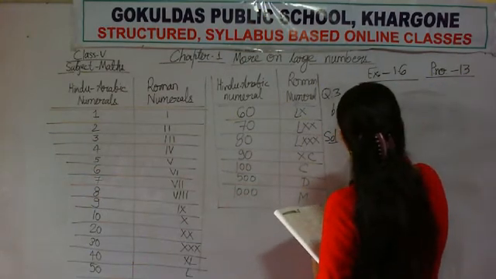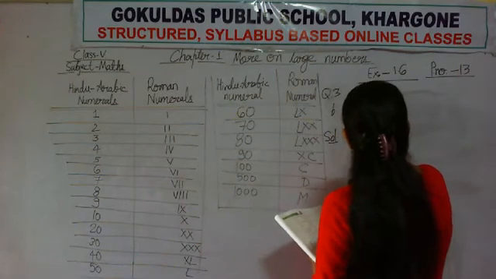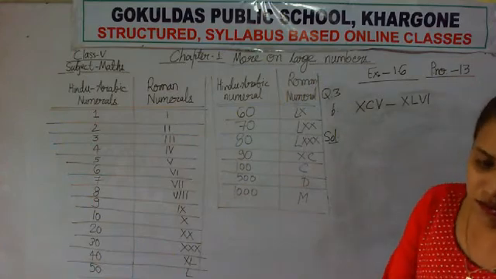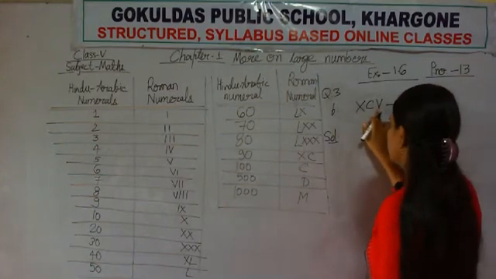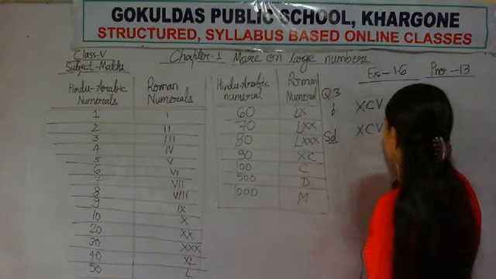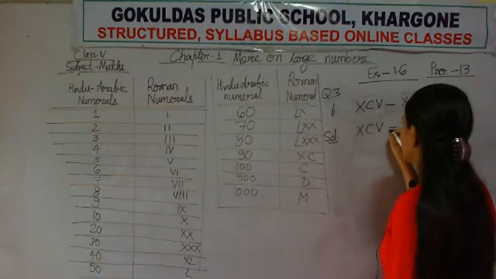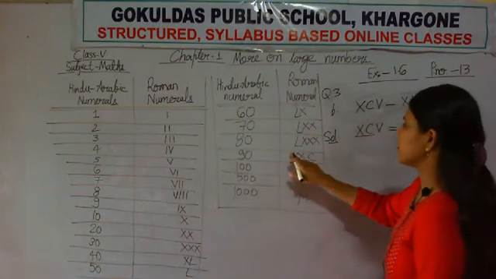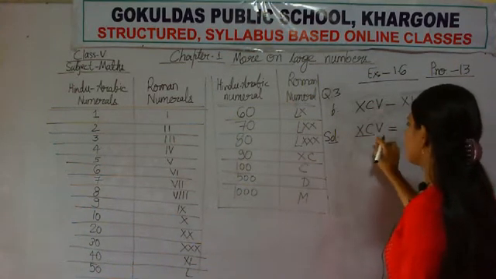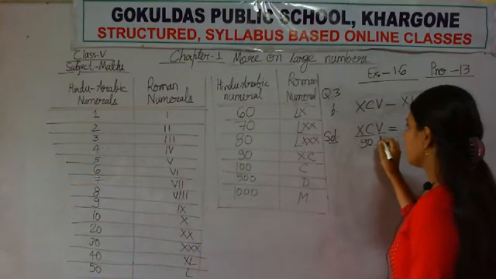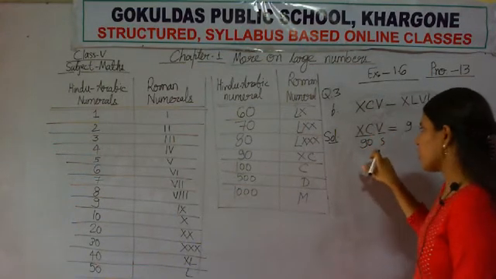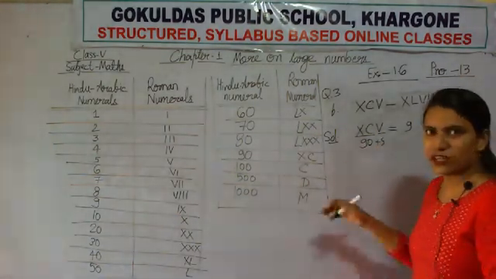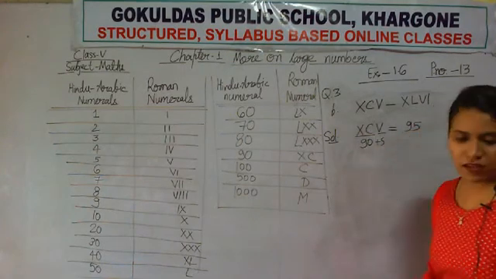The given is XCV minus XLVI. Now first decode these into Hindu-Arabic numerals. So XCV means, XC represents 90 and V represents 5. Here 5 is smaller and written to the right of the larger number, so it shows addition. So 90 plus 5 is 95.